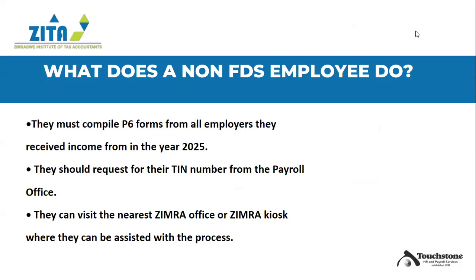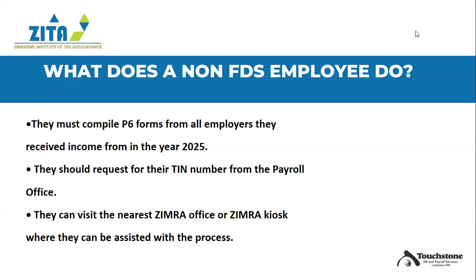What does a non-FDS employee do? Let's have a look at that very quickly. Number one, they must compile P6 forms from all employers they received income from in the year 2025. What does that mean now? It means that the P6 that was abandoned when FDS was introduced in 2000 has come back. An employer must now issue an employee with a P6 form when an employee resigns and is leaving your company.